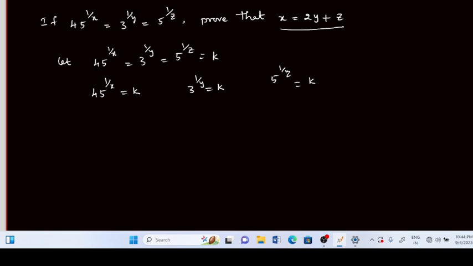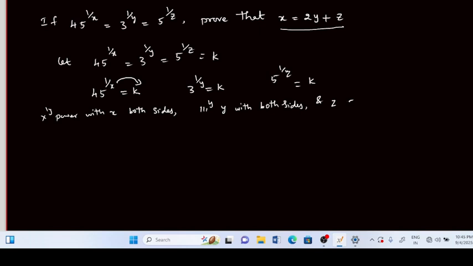Now this power we bring to the right hand side, otherwise multiply the power with x both the side. So similarly y with both the side, and z with both the side.